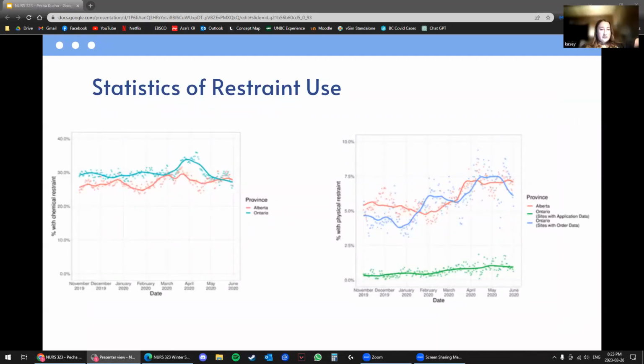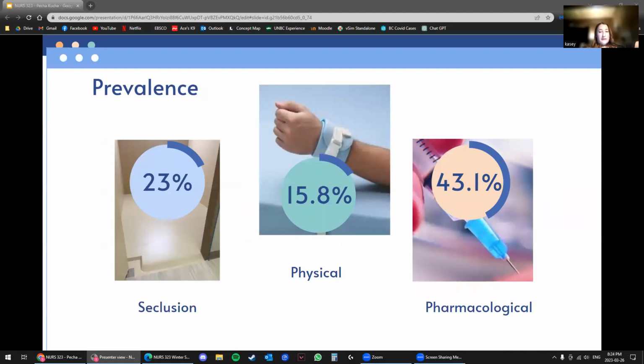The statistics of restraint use. As shown in the graphs, chemical and physical restraints have increased, although physical restraints more than chemical, and the numbers have been adjusted for dementia patients, leading to the conclusion of the pandemic affecting the increase of use in restraints in general. Prevalence. The use of restraints throughout hospitals in Canada, pharmacological being the most used of all forms. Seclusion, used mostly in psychiatric units for the safety of patients and staff. Physical restraints are often used for fall prevention, and pharmacological restraints are used for managing patients with violence and aggression.